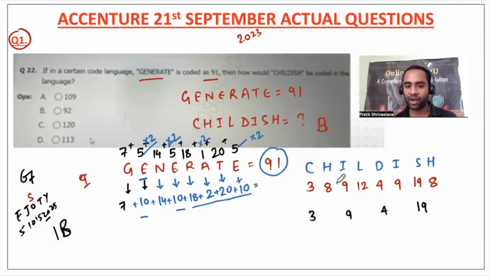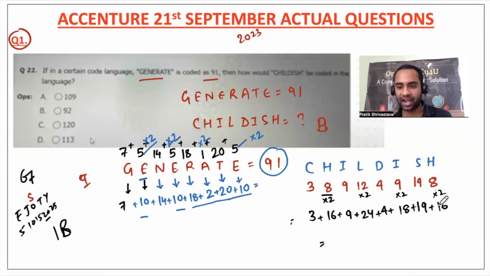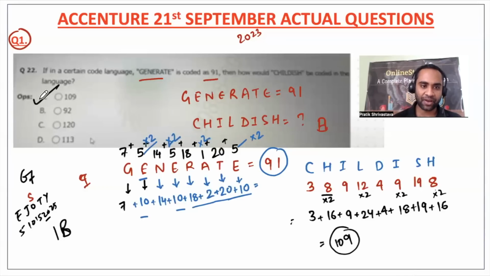Now the second letter, 8 into 2, will be 16. Then L, 12 into 2, will be 24. Then 9 into 2 will be 18, and plus 8 into 2 will be 16. Now if you add this, you will be able to get the answer: 9, 6, 15, 8, 23, 27, 31, 40, 46, 49, and so on, which gives 109. So option A was the correct answer, right?